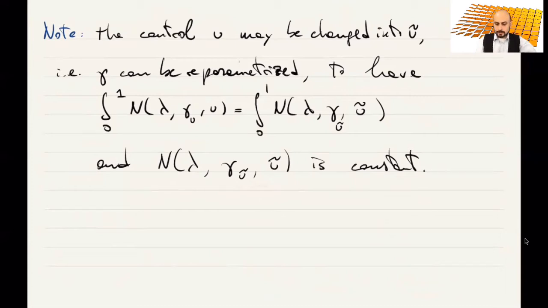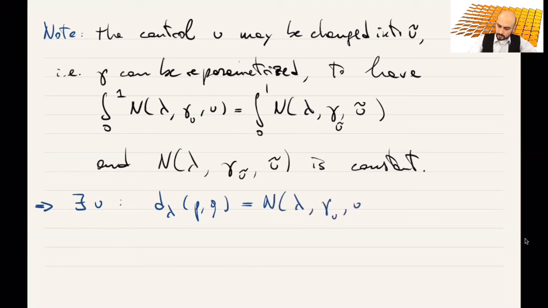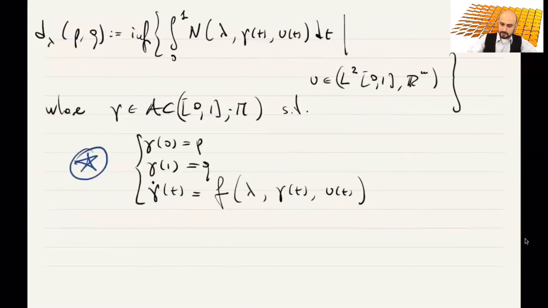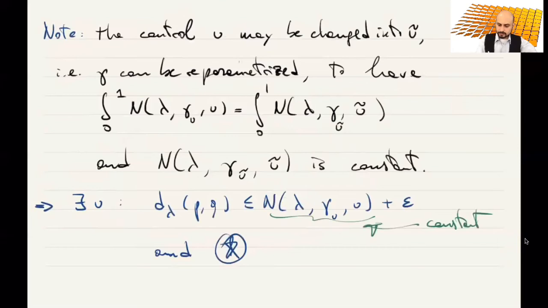So if we only consider controls that are of constant speed, then the consequence is that for all epsilon, there exists u such that the distance between P and Q is less than or equal to this constant, the norm of lambda u, plus epsilon, where this is constant, and we have the property star, I mean these three conditions. This means that the curve gamma is almost a geodesic. We are going to fix later a curve with this property.